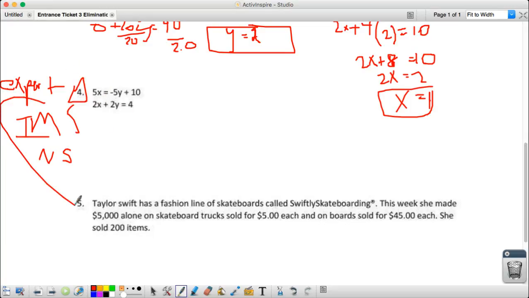So on your quiz, it's going to be IMS or NS, just so you know. You're welcome.